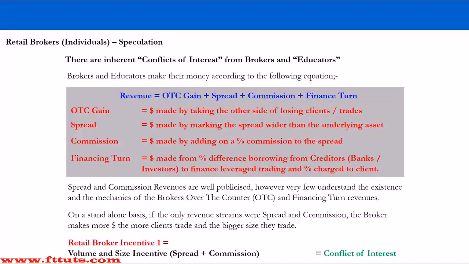The spread or the commission revenues are pretty well publicized, but very few people understand the existence of the other 2 main variables, which is the over-the-counter and financing turn revenues. So on a standalone basis, if the only revenue streams were spread or commission, the broker makes more dollars the more clients trade and the bigger size that they trade in. It's pretty straightforward and obvious, but people always forget this.